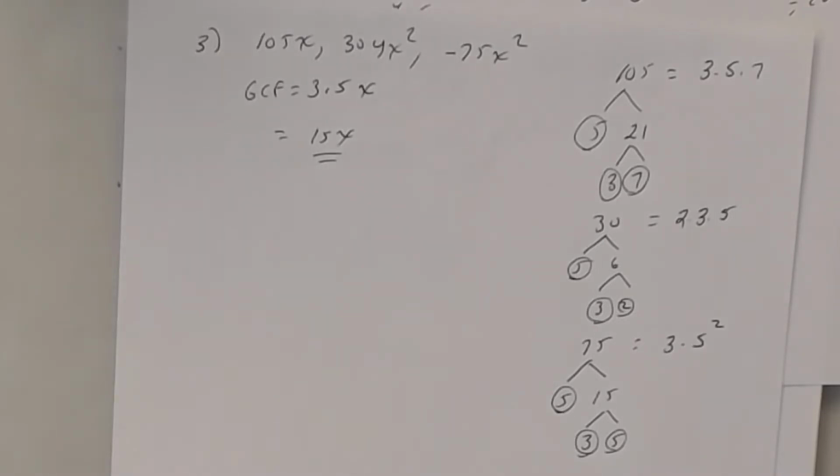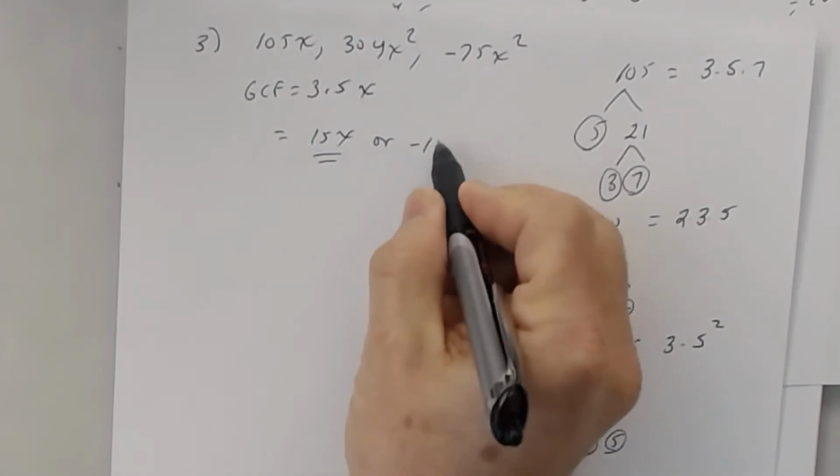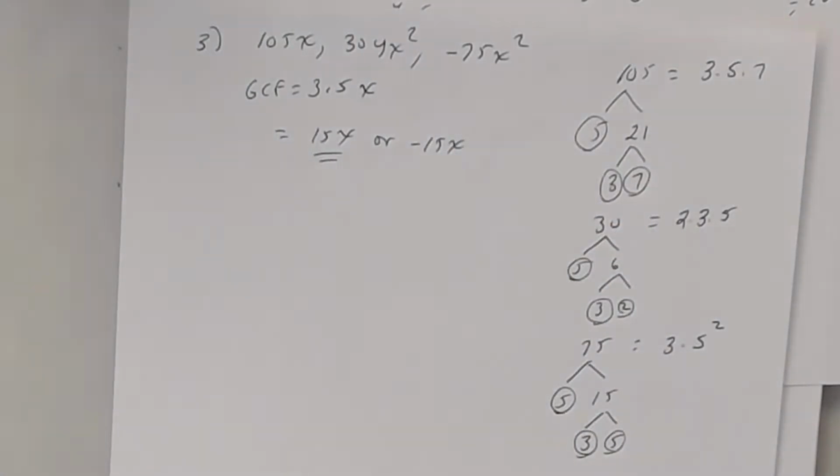Now, remember on one of the worksheets, one of the terms is negative. So if you wanted to, you could have also said negative 15x. Okay? Negative 15x. All right. So you'll see that in one of the problems we're going to do in a little while, they're going to ask you to take out a negative factor. So it's not that difficult.